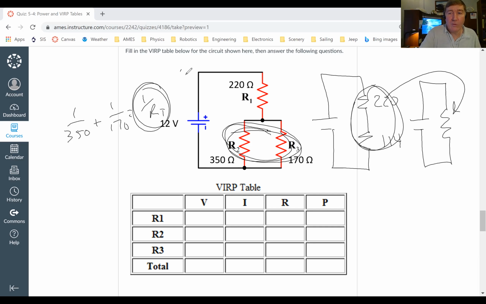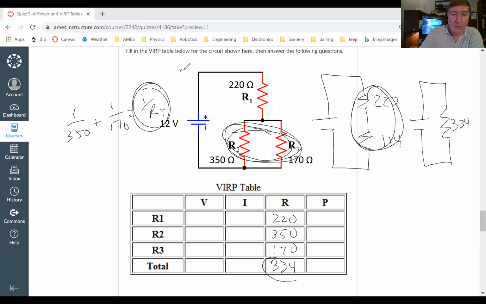Okay, and so what we're going to get then is that this guy has a total resistance of 334. Okay, so we can now put that in here. So their total resistance now is 334. And R1 is, of course, 220. R2 is 350. And R3 is 170.